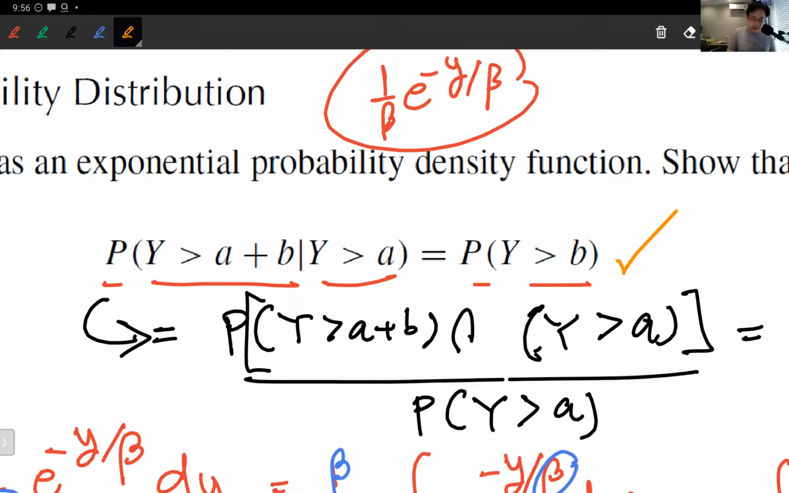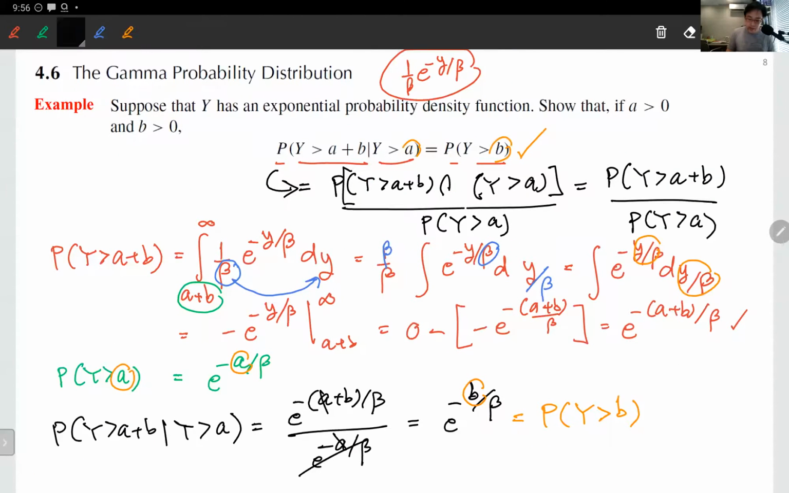This says the probability that Y has a value bigger than a plus b, but given that it's already bigger than a, is the same as the probability that Y itself is larger than b. So if I try to draw a diagram of a timeline, think of this as time: you're starting from a, this is time b, keep going like that.